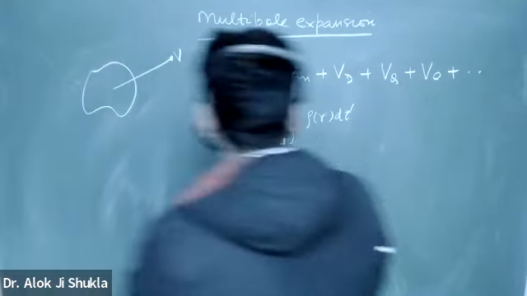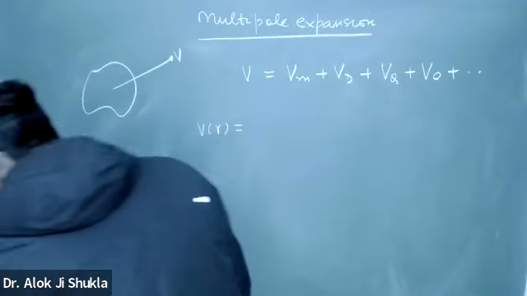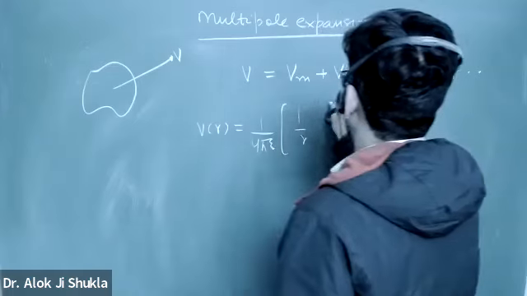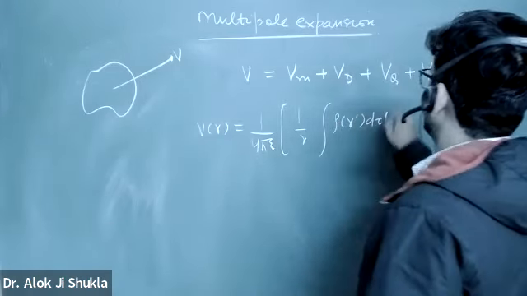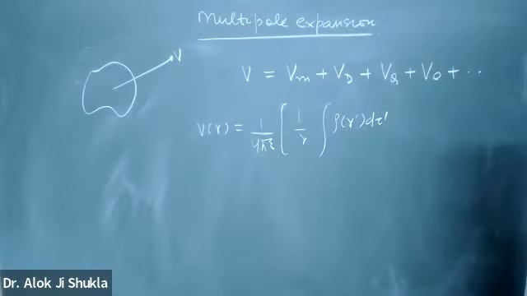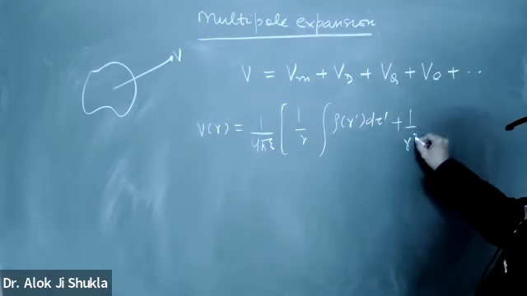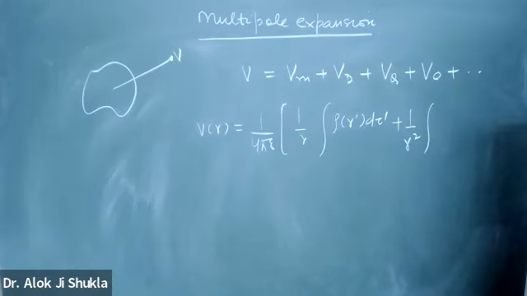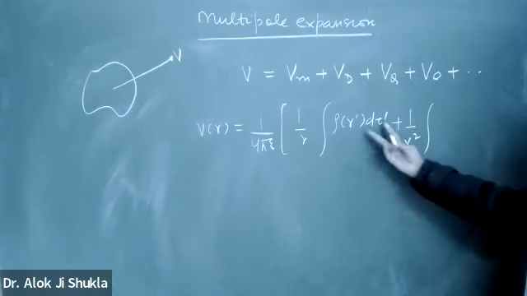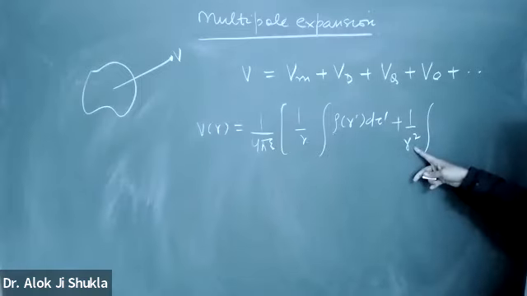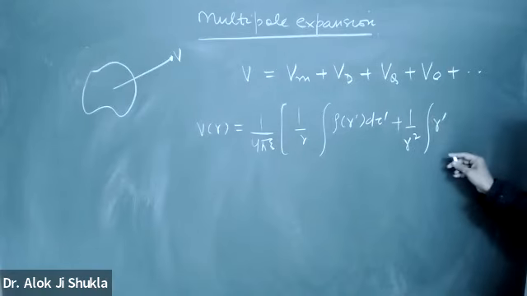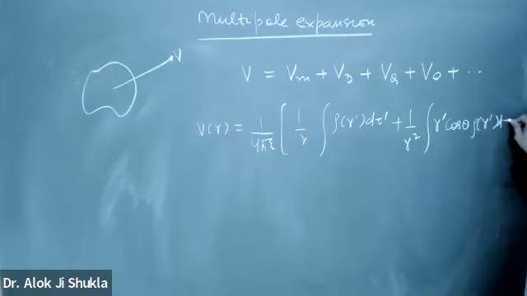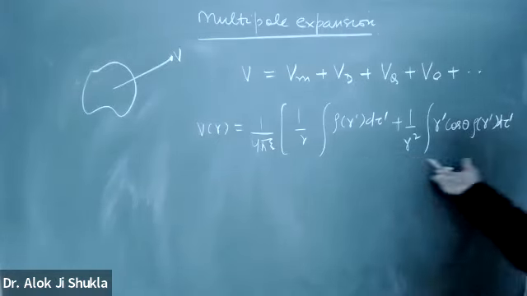Okay, so you can take this as common. I will write 1 upon 4 pi epsilon naught as common. It will become 1 by r integral rho(r') d tau'. So this is the monopole contribution. Then 1 by r square integral. Dimensionally, it will be rho d tau and r. If we look dimensionally, it will always be charge by r. So here, if r square has come, that means one r' will be there, and then cos theta, rho(r') d tau'. So this is monopole, this is dipole.